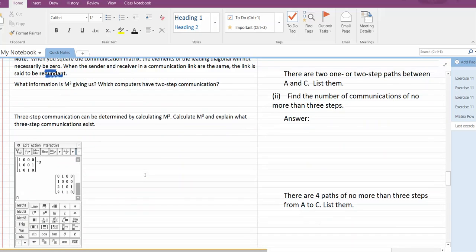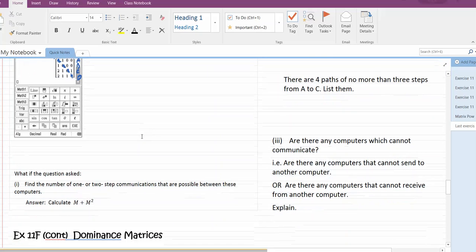So three-step communication means how many 3 steps can we use to communicate between computers, okay? So indirectly in 3 steps, right? So let me explain what 3-step communication is. If I go A, B, C, D, A, B, C, D, you ignore the diagonals, we can see that one 3-step communication exists between A and B, 2 3-step communications exist between A and C, 2 between A and D, 1 between B and A, 1 between B and C, 1 between B and D, and 1 between C and D. Okay, so when we're raising to the power of 3, we're trying to find how many 3-step communications there are between two computers. Okay.